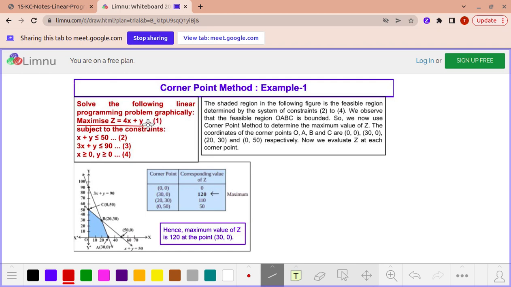Let me use a different color, let me use blue color. So, we need to find the maximum value of 4x plus y subject to the constraints. The first constraint is that x plus y less than or equal to 50. Second constraint, 3x plus y less than or equal to 90. And the next ones are the non-negative constraints, that is x greater than or equal to 0 and y greater than or equal to 0.